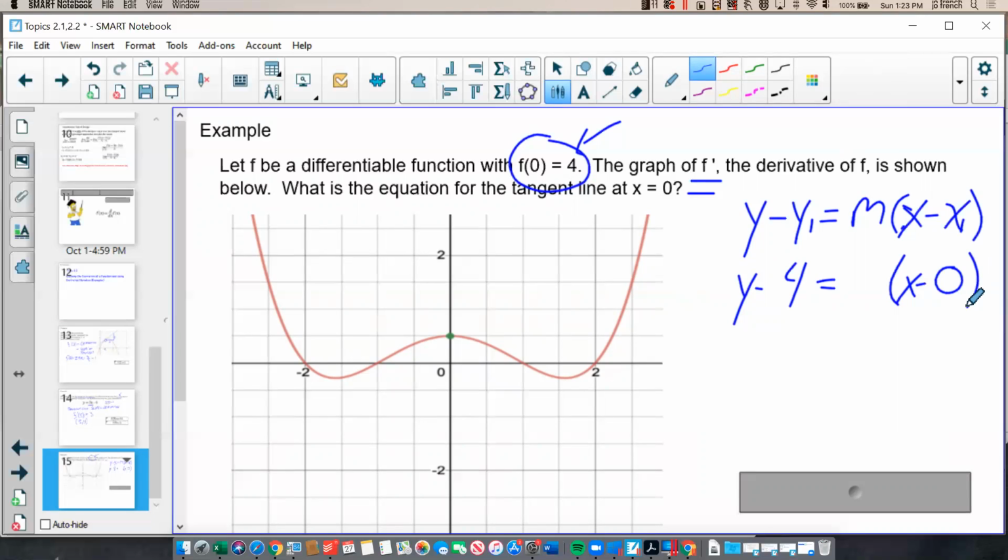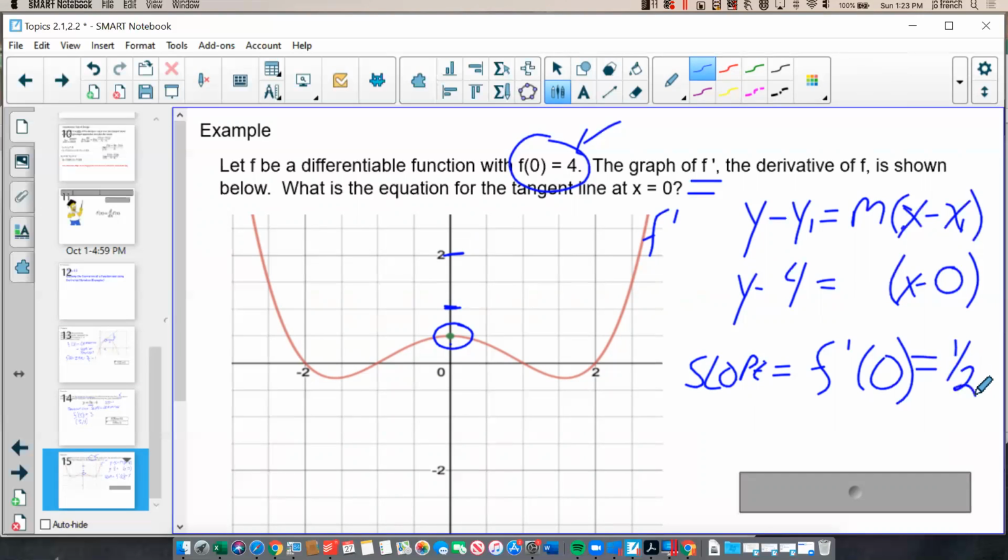And then we need the slope. The slope is the derivative, and we want the derivative value when x is 0. So we go back to our graph and we look here. When x is equal to 0, f prime, this is a graph of f prime, remember, is equal to 1/2. See how this is 2, so this is 1. So our slope is 1/2, which means our equation for our tangent line is y minus 4 equals 1/2 times x minus 0.